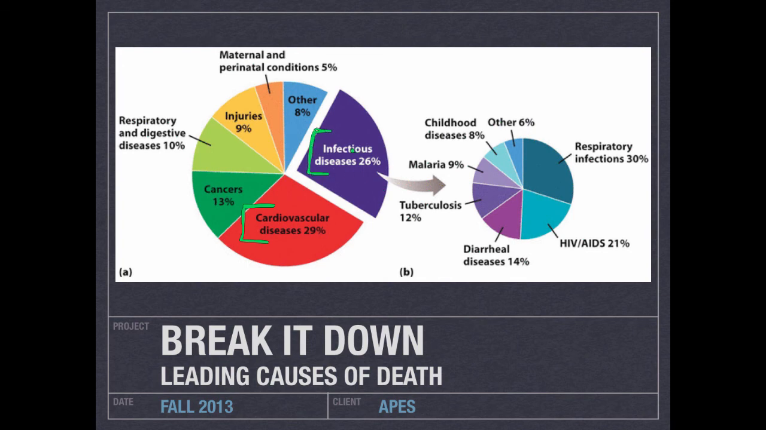And you can take this infectious disease section and break it out, and you can see that most people who die from infectious disease die from some sort of respiratory infection, followed by HIV/AIDS, and then diarrheal diseases and tuberculosis. So these are kind of the major infectious diseases that end up causing people to die. And then if you look back at our main wheel over here, cancer is responsible for 13% of deaths worldwide. Respiratory and digestive diseases are 10%, and then you've got injuries, maternal and perinatal conditions, and then others. So if you take all the people in the world who die in a given year and break them up by cause of death, this is roughly what it's going to look like.